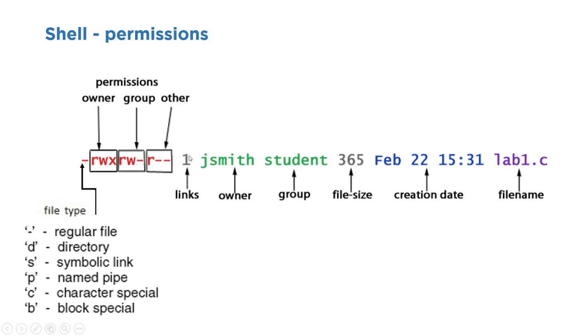Next we have the number of links related to this directory or file. Next to that is the owner, the name of the owner. Next to it is the group name. Then we have the file size, then the creation date or the last modification date, then the file name.